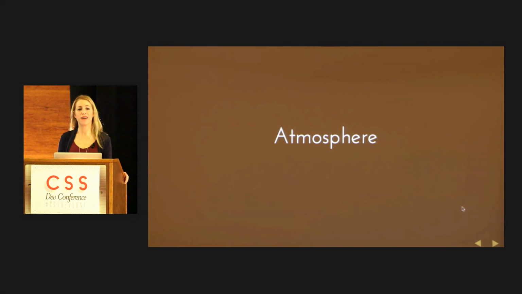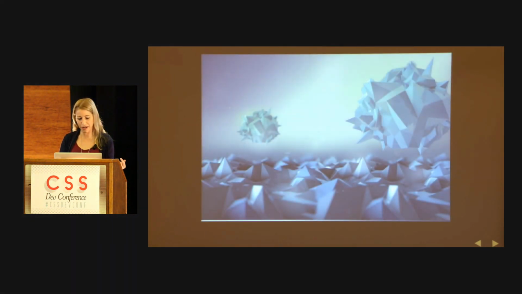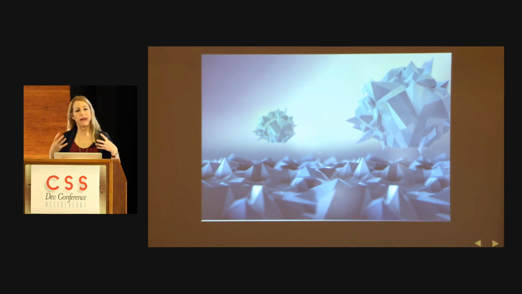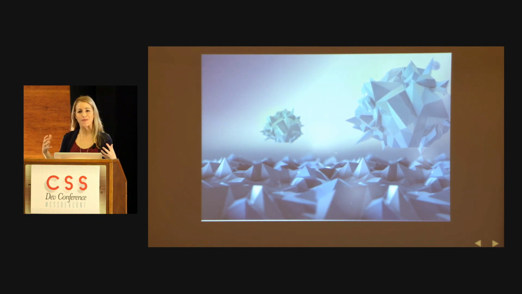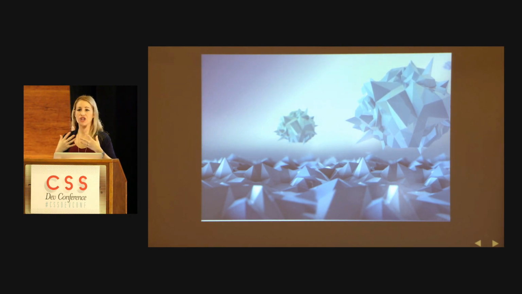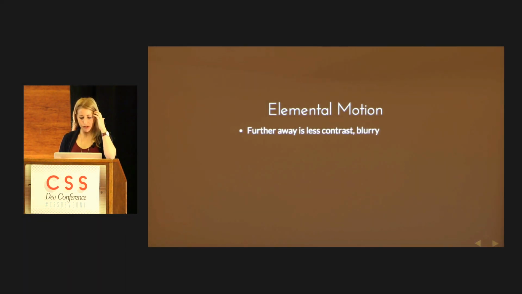Another thing that you want to play with when you're making realistic, cool animations is atmosphere. So I made this pen to show that the main character here isn't actually the orbs floating around. It's the whole atmosphere of the scene, showing a misty scene. So when we're talking about elemental motion, how do we start achieving some of those things? One is that things in the back are further away and have less contrast and are blurrier.